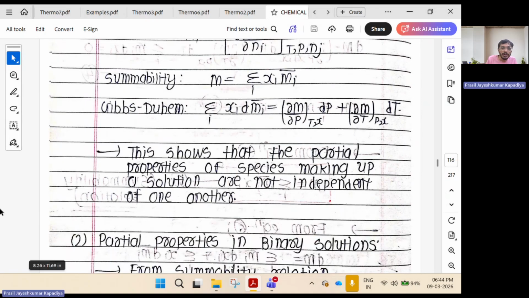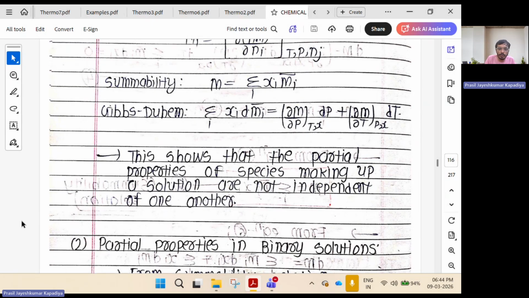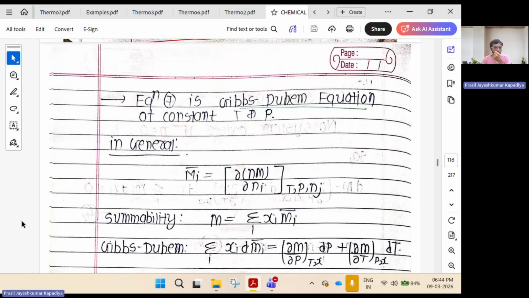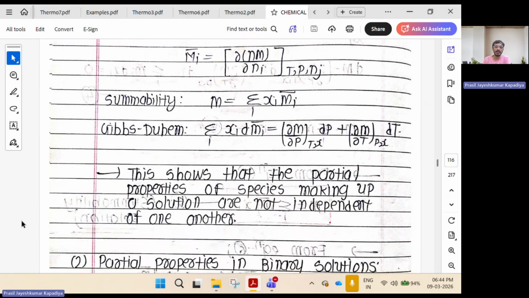We already discussed that this shows that the partial properties of species making up a solution are not independent of each other. So when we added water and ethanol, the property depends on both quantities, water and ethanol. It does not depend on only one component. So this was all about how to find total system property from partial molar properties of the components using the summability rule, and it must satisfy the Gibbs-Duhem relation.